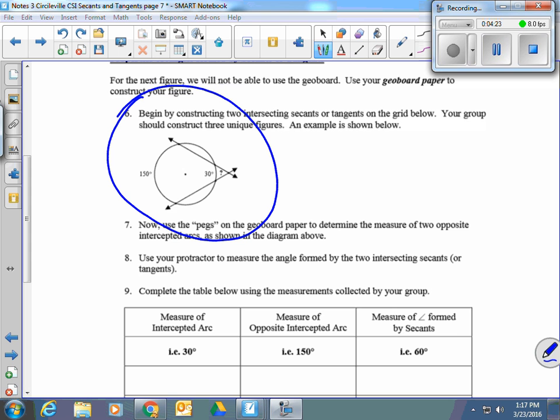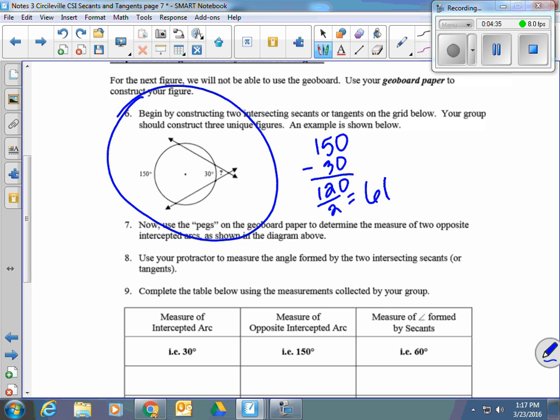Okay, what do you think I would do? Take the 150. 150 minus 30 gives me what? 120 divided by 2, that gives me 60.